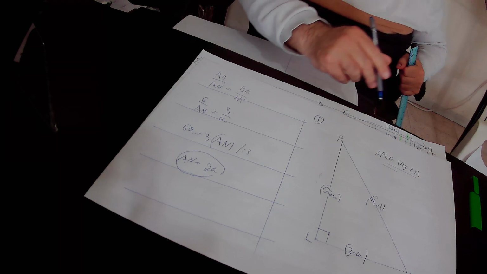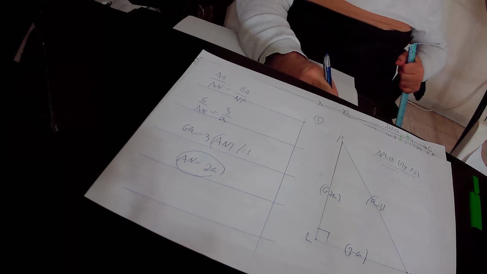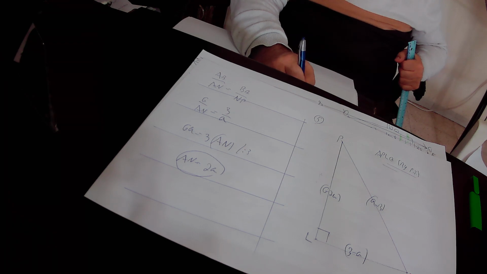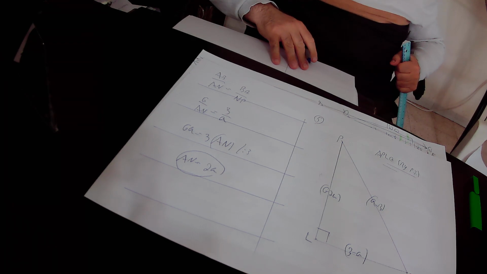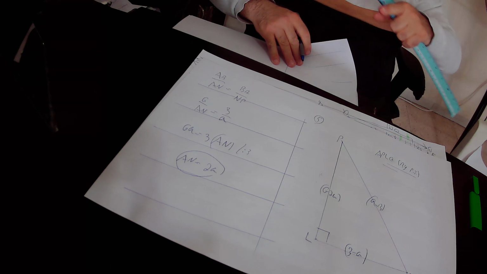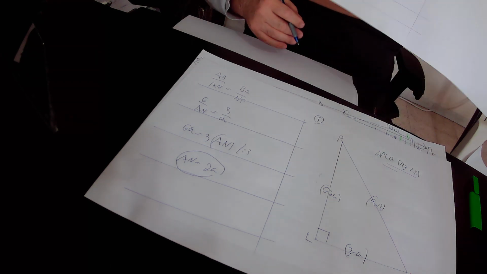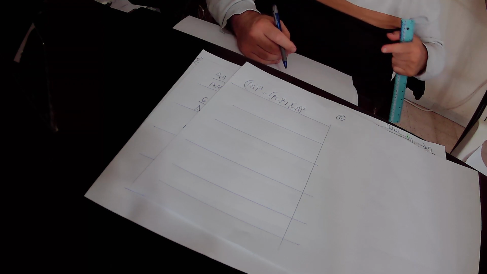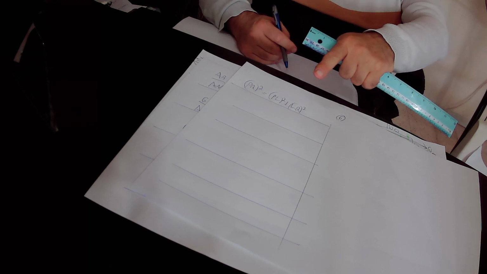Again, PQ square equals PL square plus LQ square. Repeat again. According to the Pythagoras theorem in the right triangle PLQ, PQ square, that is the square of the hypotenuse, must be equal to PL square plus LQ square.